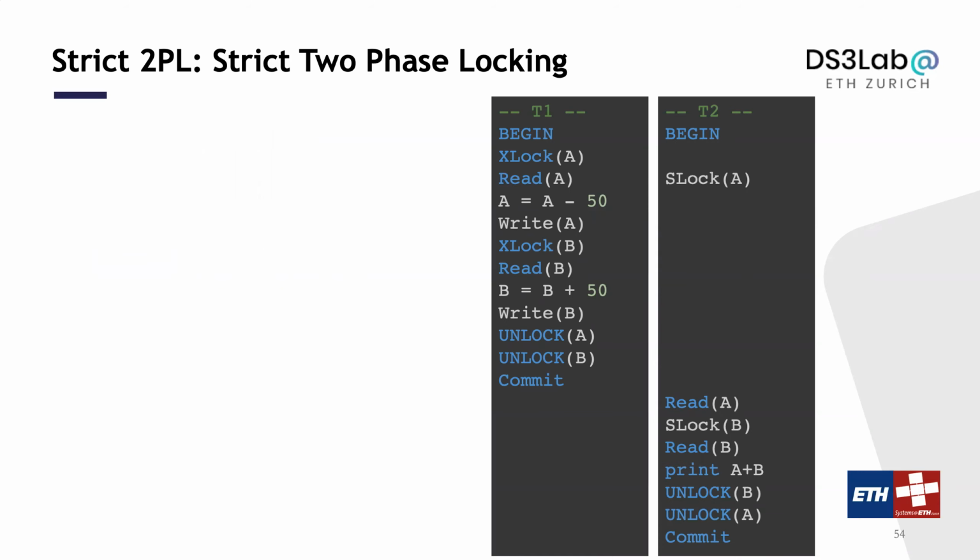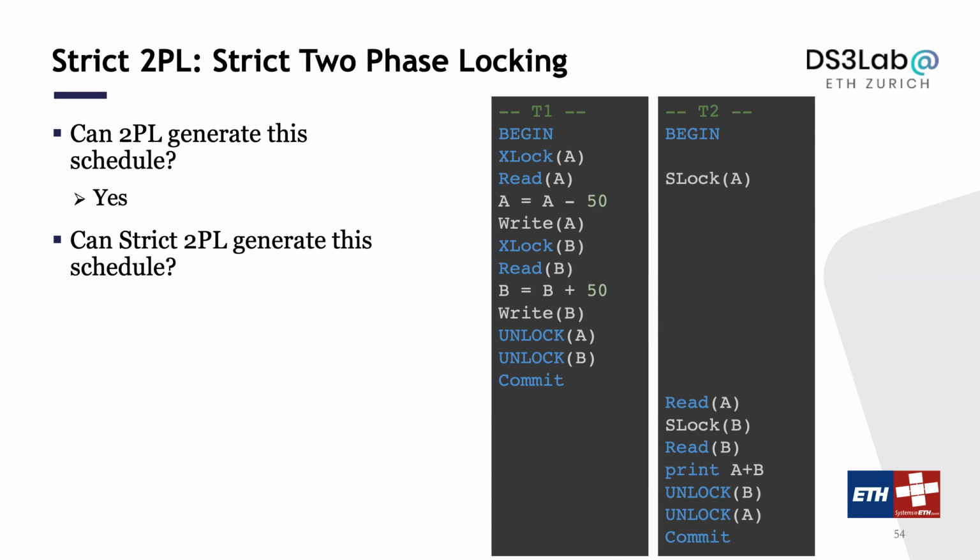So let's look at this one. It's very similar to the previous one, but now I swapped this instruction with this to unlock. As you can see, can two-phase locking generate this? Yes, of course. Can strict two-phase locking generate this? Yes, because I'm holding the lock until the very end.